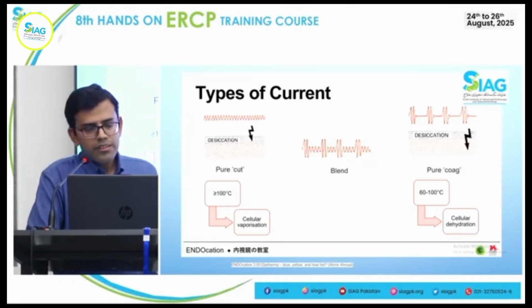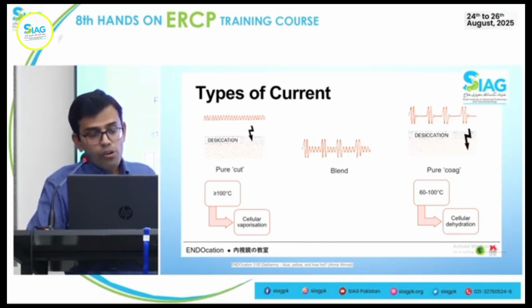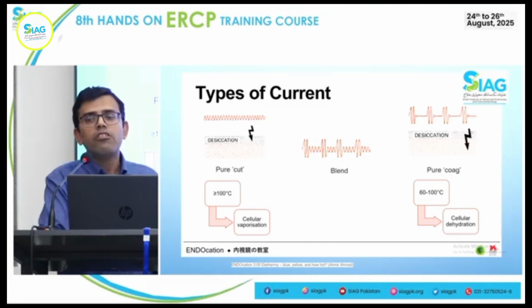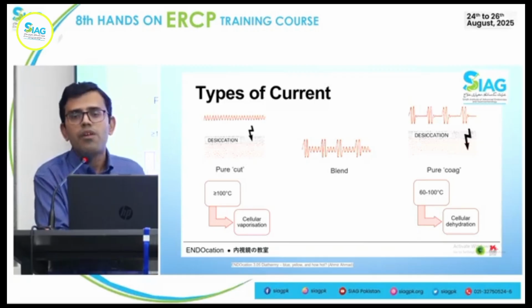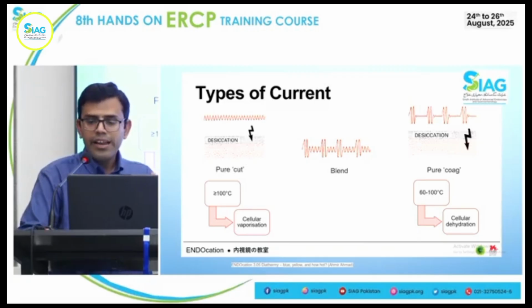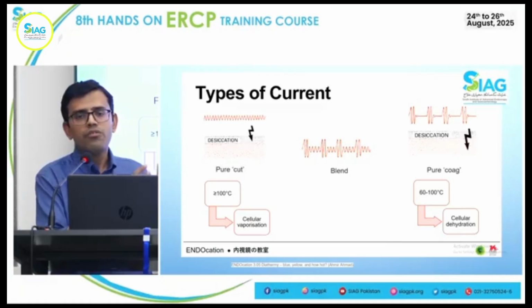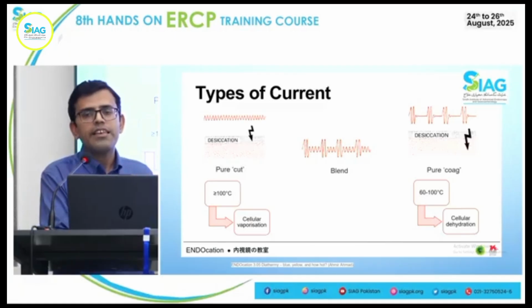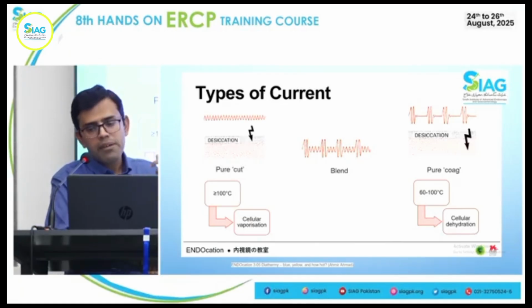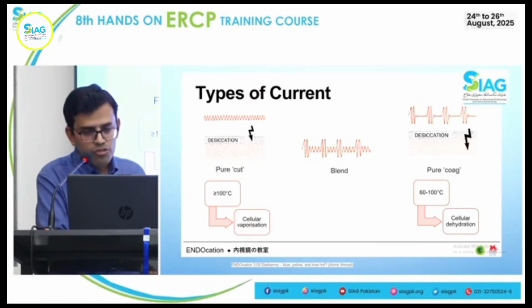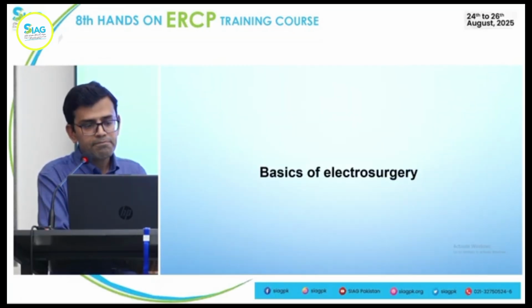So as we just discussed, there are three types of current: pure cut, when there is a sudden rise of temperature above 100, and the pathological mechanism here is cellular vaporization. On the other end, we have pure coagulation, where the temperature range is between 60 to 100 degrees C, and the pathological mechanism here is cellular dehydration rather than vaporization. The blended current is in between. So these are three important waveforms that we will be seeing later.